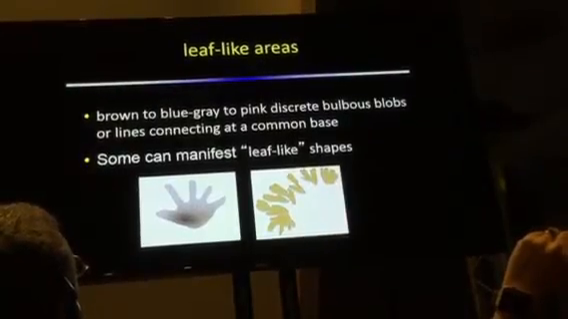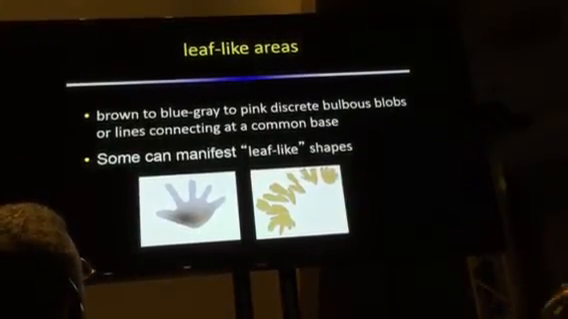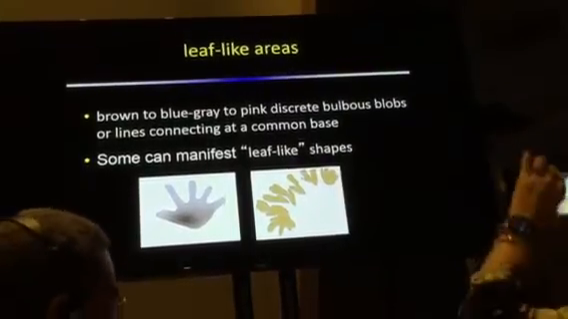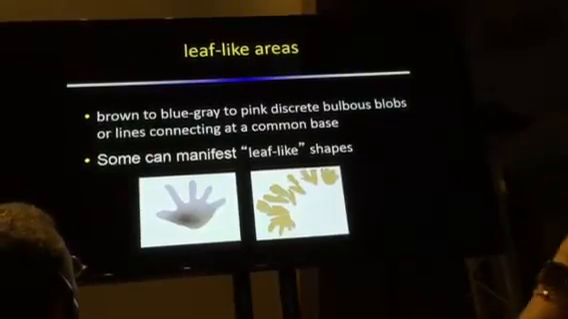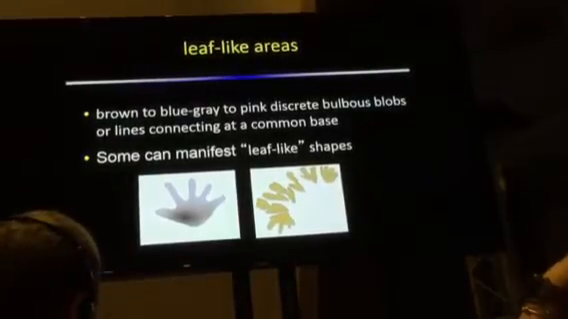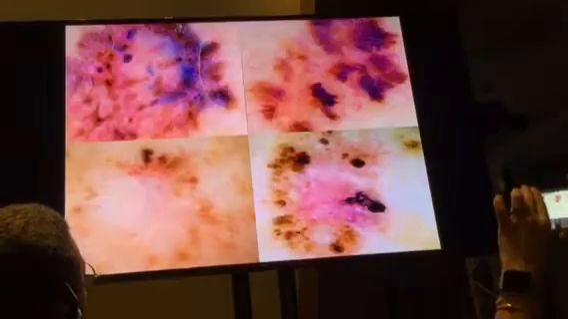Leaf-like areas. This is a very fun one that people like to identify. They tend to be brown, sometimes blue-gray. They tend to have these bulbous blobs that come off the center. But in the center, you don't see a very dark dot. Some of these have a leaf-like appearance, and you have to use your imagination to sort of see that. So here's a classic example of a leaf-like structure. And it's quite reminiscent of this particular type of leaf, the maple leaf. You can obviously see many different variations of these leaf-like structures.